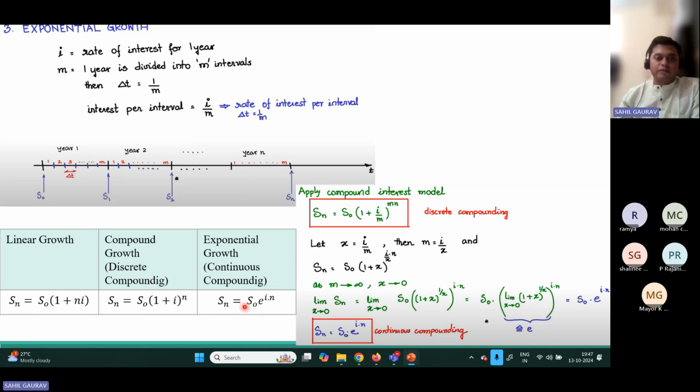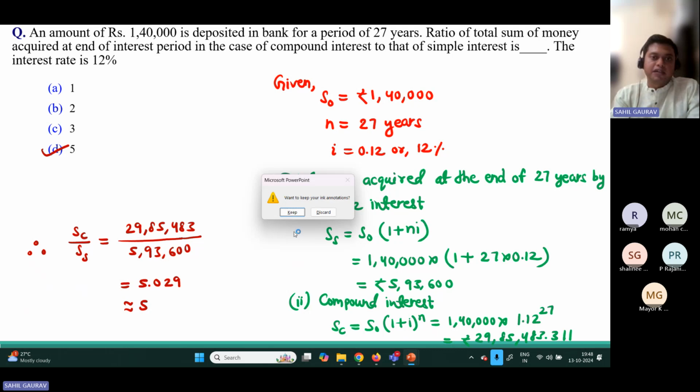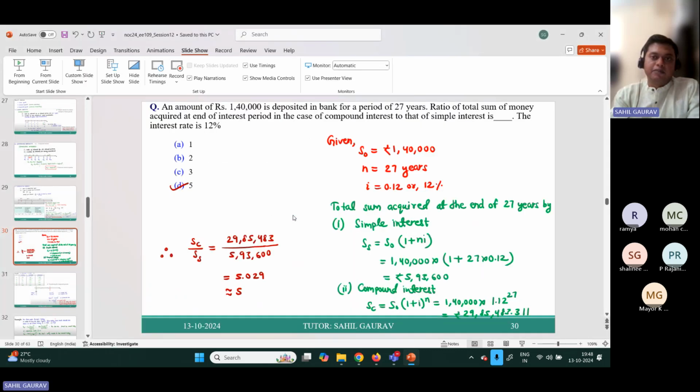So this exponential growth is the easiest to remember, while this is for compound growth and linear growth. So you remember this linear growth 1 plus Ni, and for compound growth this n will go up. So you can remember this compound interest expression also. So now coming to the problem. I have solved some problems based on this part, and some problems we will solve later also.